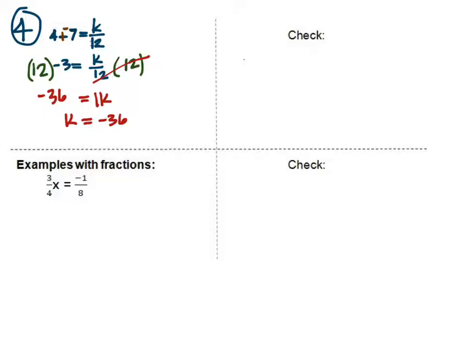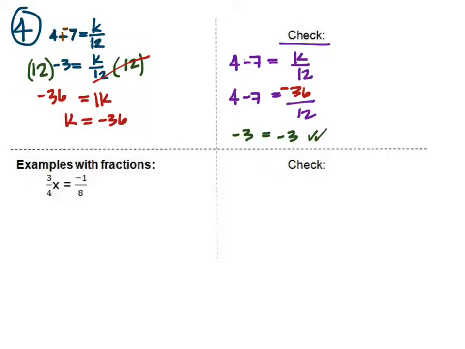Moving on to our check now. We're going to rewrite the original problem. And 4 minus 7 equals k over 12. And then substitute in negative 36 where we see the k. And I have that in red to help you out. So again, we're using order of operations and we want to simplify both sides. So when we take a look at this, we should see that negative 3 equals negative 3.